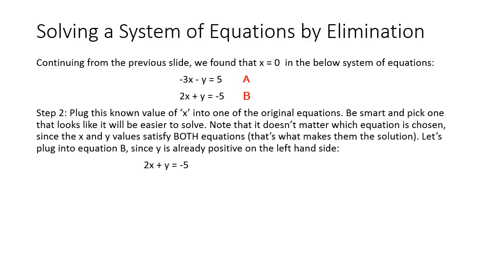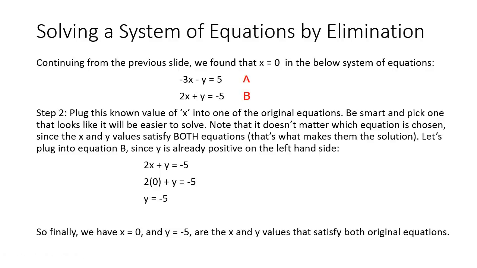So we have our equation B here. Let's plug in 0 for x. So again, anywhere there's an x, you put brackets and then the 0 for x, so that 2 will go away, 2 times 0 is 0, and then you're just left with y equal to negative 5. So we have x equals 0 and y equals negative 5. These are the x and y values that satisfy both original equations.